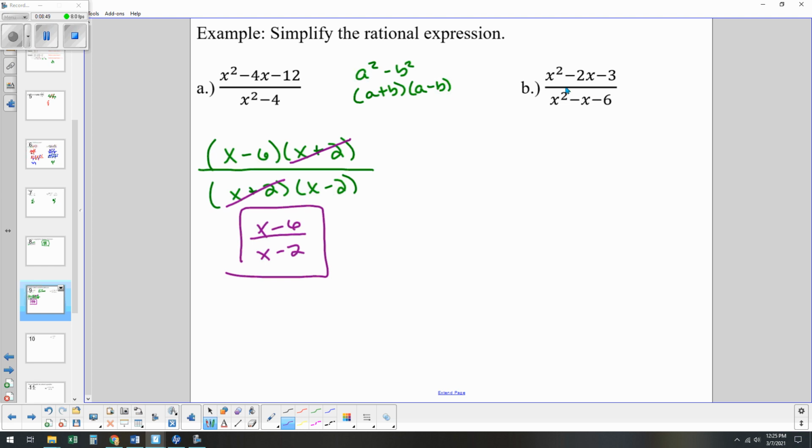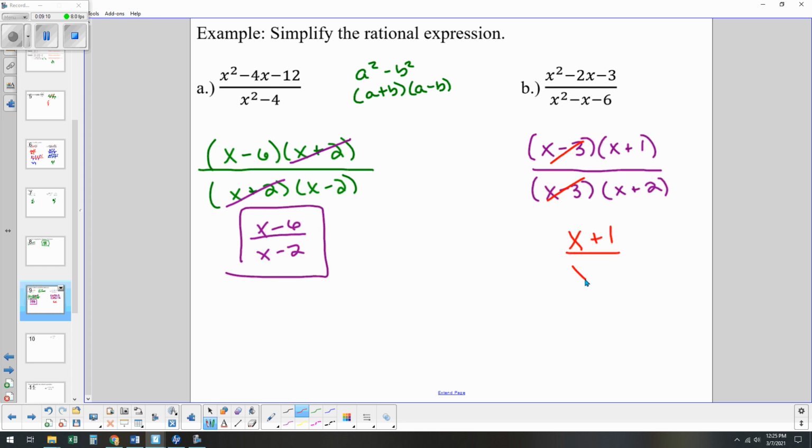Let's look at b. Multiplies to negative 3, adds to negative 2 is x minus 3, x plus 1. And on the bottom, multiplies to negative 6, adds to negative 1, x minus 3, x plus 2. So here, I have an x minus 3 to cancel with an x minus 3, and I'm left with x plus 1 over x plus 2. And that is my final answer. Remember, can't touch the x's, can't touch the numbers, because they're both part of something bigger.